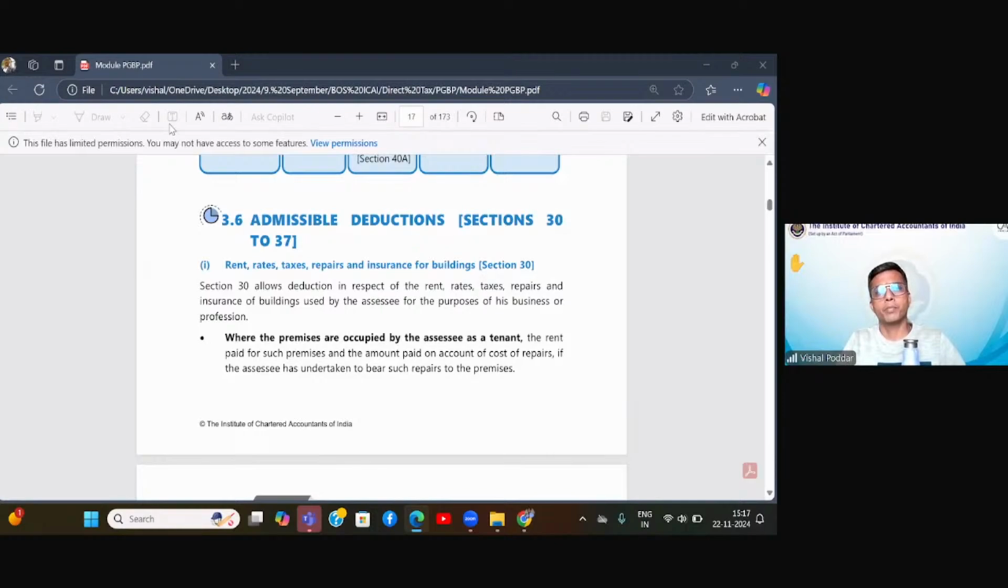Now we come to specific sections dealing with each and every expense. In this, we have majorly done all sections. Today, we'll mainly discuss 36(1), which is left out. Other than that, majorly all sections we have done in detail, right?